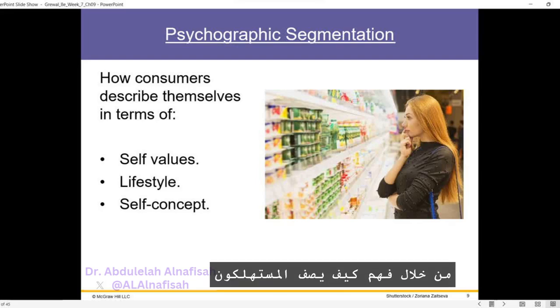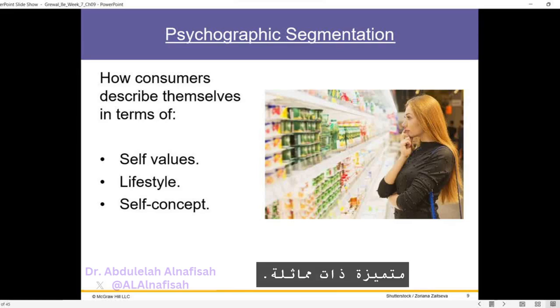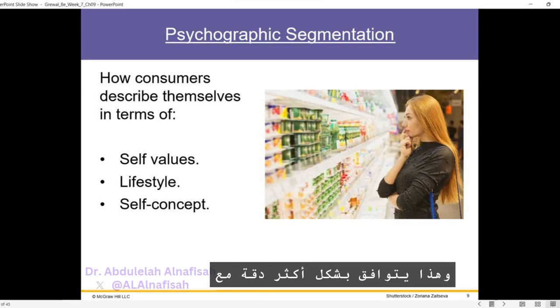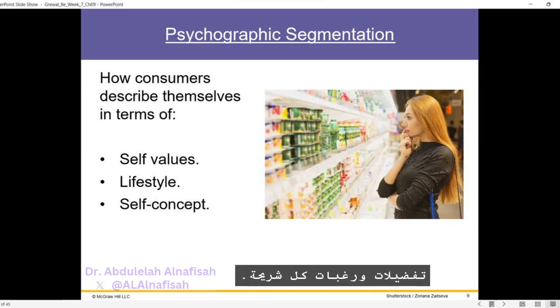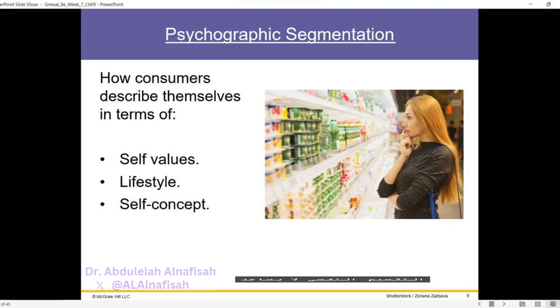By understanding how consumers describe themselves and analyzing their behaviors and underlying psychological reasons, marketers can identify distinct segments with similar lifestyles, interests, and needs. This knowledge allows companies to create products that align more precisely with each segment's preferences and desires.